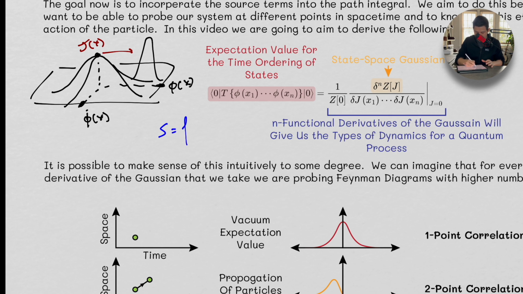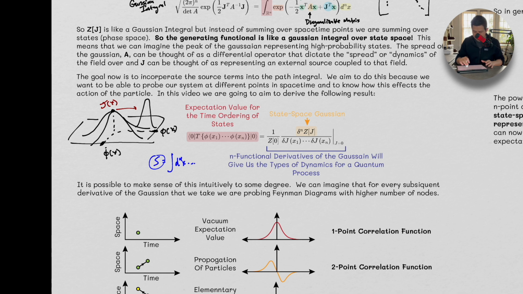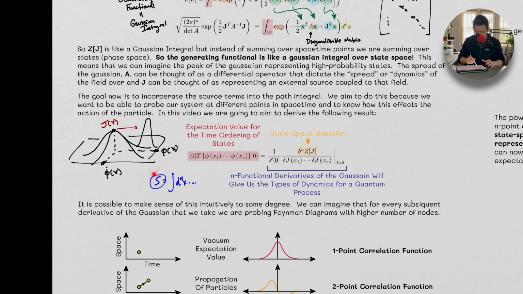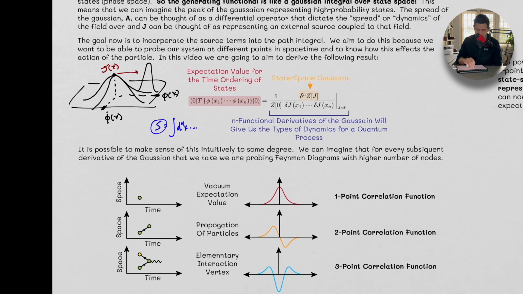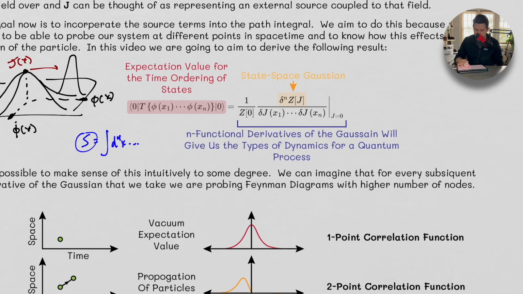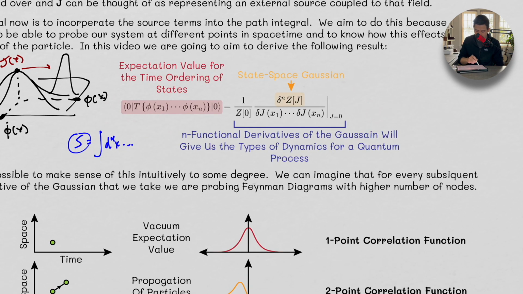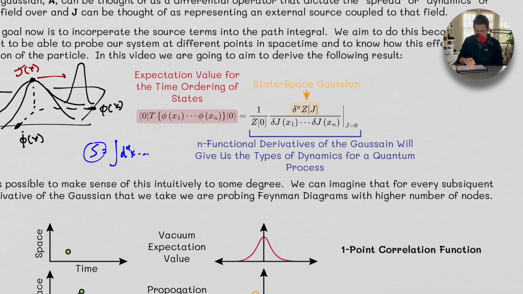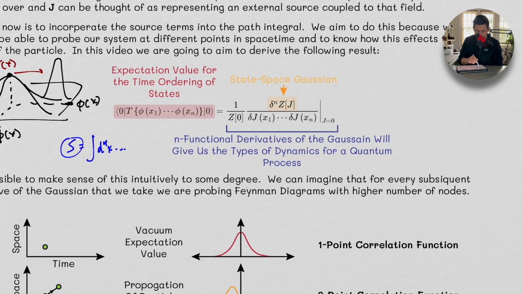And it's usually not a function, it's usually an integral over some volume, d^4x, right, and so forth. This is our action. We want to know how this source term gets incorporated into our action. And that's the goal here. Okay, so this is what we're going to derive in the end. This is again our state space Gaussian. When we take subsequent derivatives of it with respect to our functionals, then we get our time-ordered series of our time-ordered states, right?